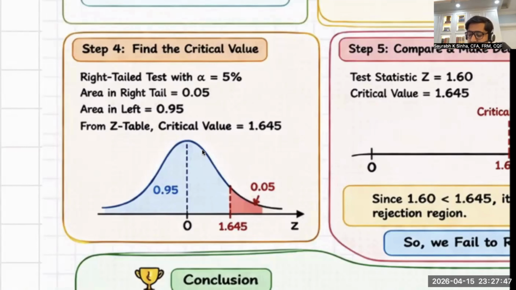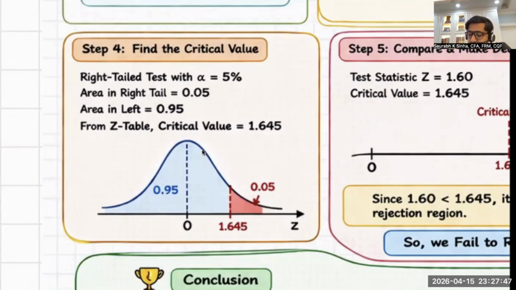To find out this value, I have to look for which table? Z table, right? Z table, because it is a normal distribution in hypothesis testing. In hypothesis testing, we are using normal distribution, so this one. But with the normal distribution and this particular table, you're covering the area from left to right. And we are interested in this area.